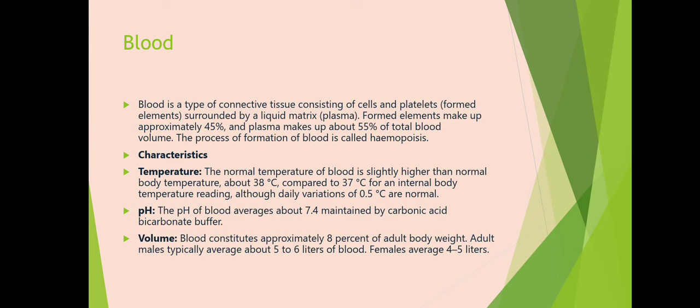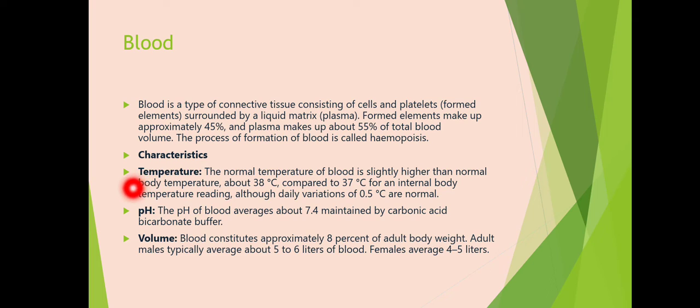Now proceeding with this discussion, blood is a type of connective tissue consisting of cells and platelets surrounded by a liquid matrix, which we have already discussed. It's plasma, and the formed elements make up 45% of the blood, and the plasma constitutes 55% of the total blood. The process of formation of blood is called hemopoiesis, and in the adult this takes place in the liver.